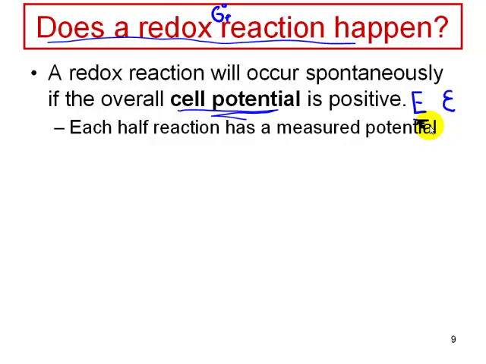Now, each half reaction, and by the way, guys, there are tables and tables and tables of different half reactions. There's one in your book that we're going to reference here in just a second. It's on page 845, which is a table of a whole bunch of different half reactions and their associated potentials, which are measured and tabulated there.